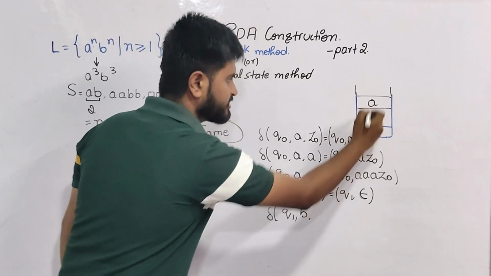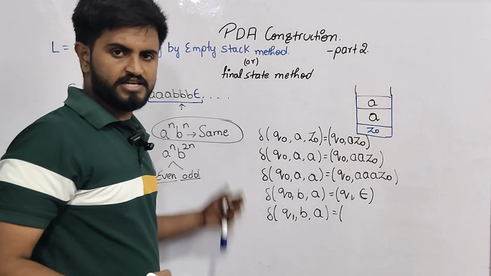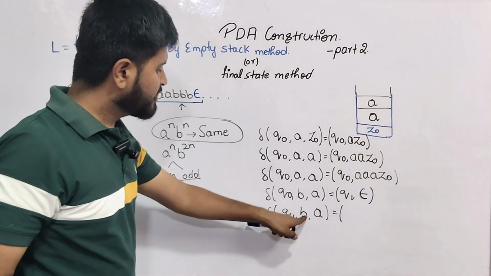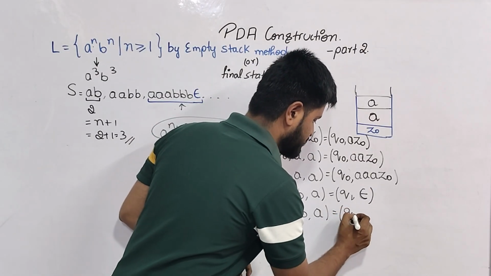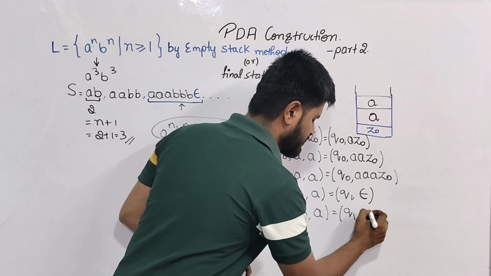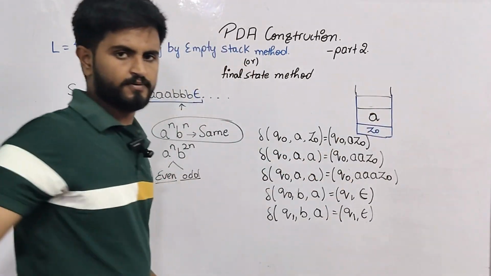So B, comma, on top of the stack I am having A, which will be equal to, as I said, same number of A's and B's means B will stay in the same state itself until you approach the last one. So that is Q1, comma, epsilon. When you write epsilon here, it pops out the top of the stack.